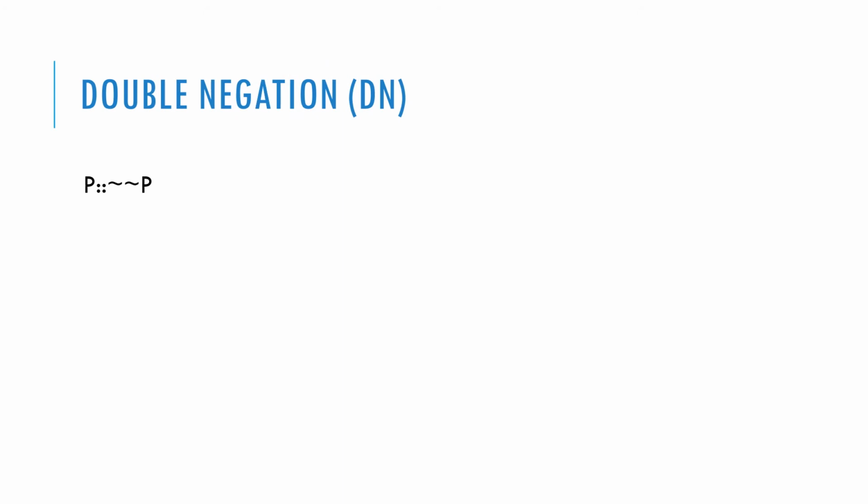Double negation is also an instance of replacement. If I were to make the claim that P, then it would certainly be the case that not not P is also true. So a double negation, just like in math, cancels the negations to where you get what you started out with.